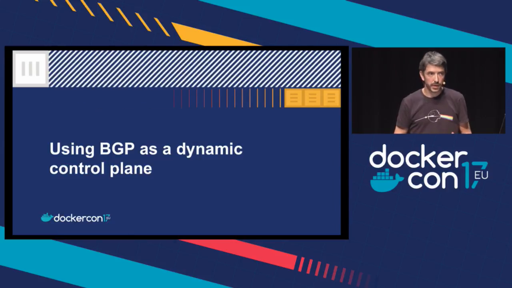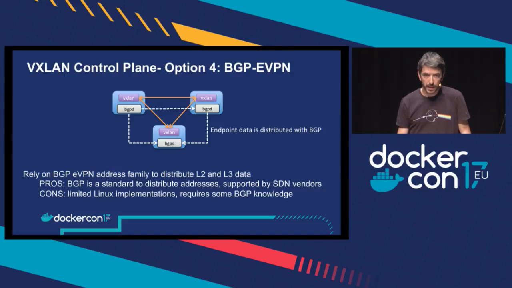So don't hesitate to check it out if you want more information on these topics. Now we're going to get to the heart of what I wanted to present today, which is another way to distribute information: we're going to use BGP. Okay, so it's a fourth option, and in that case, you have a daemon that's responsible for exchanging information between nodes and populating all VXLAN information. But this daemon is going to be a standard daemon. It's going to be a BGP daemon.